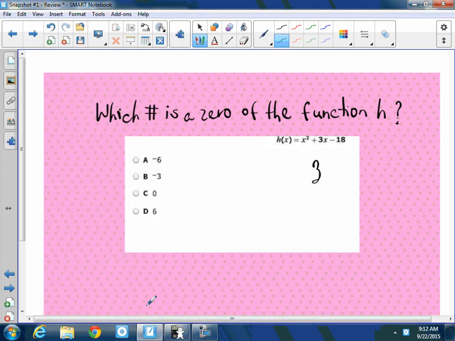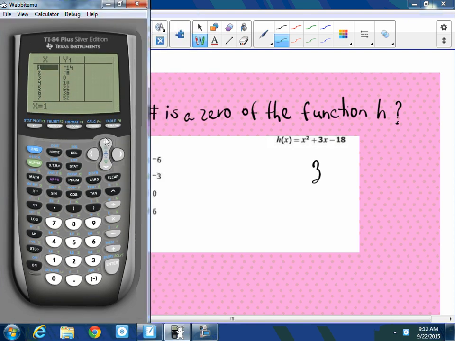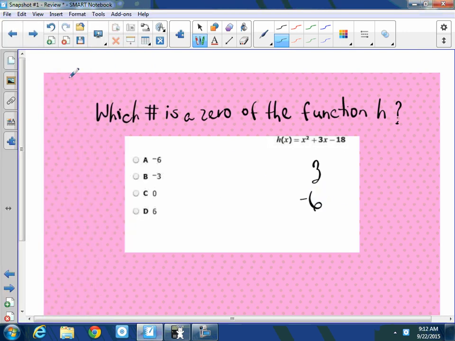Oh, I don't have 3. So let's go ahead and find the other one. Y equals 0. 1 should be negative, so I don't know why I'm going up. There you go, and there's my other one. Y equals 0 on my x-intercept, which means your zeros would be 3 and negative 6. So the correct answer would be letter A.